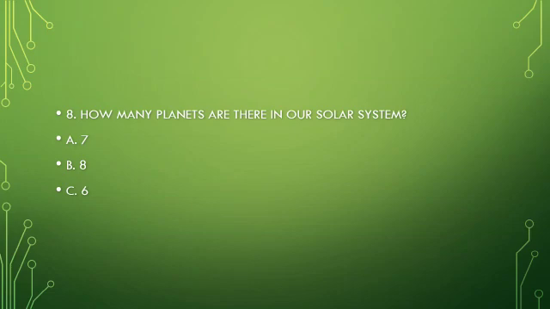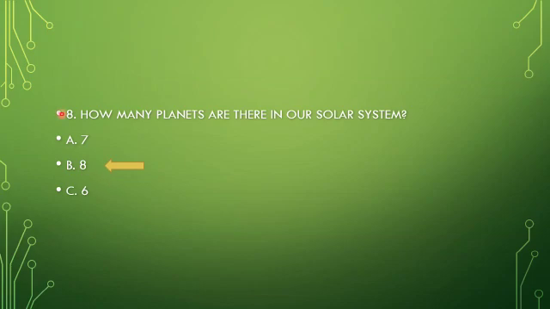Question number 8. How many planets are there in our solar system? Now students, as you all know, Earth is one of the planets which is there in the solar system. Altogether, how many planets are there? We need to search from the options given down. The first option says 7, the second option says 8, and the third option says 6. Let us have a look at what is the right answer to this question. So the right answer is there are 8 planets in our solar system.